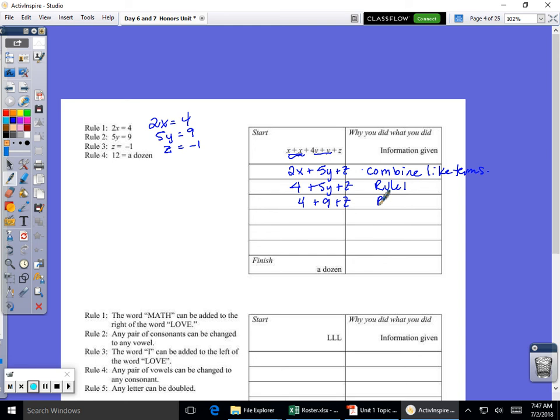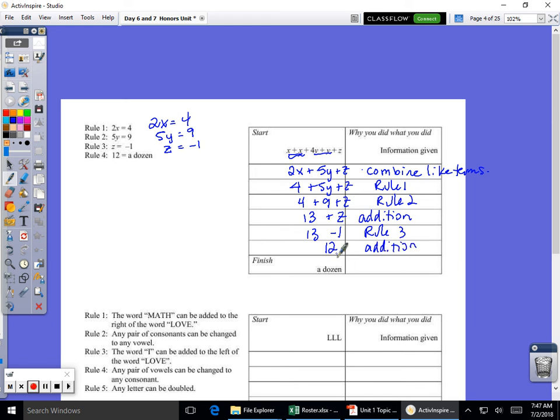And that would be rule 2. And 9 plus 4 is 13. Let's just say addition property. By addition. Alright, and then z is -1 by rule 3. Add those together. I can add them together, I just use addition.